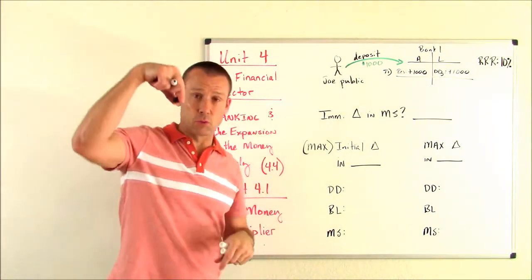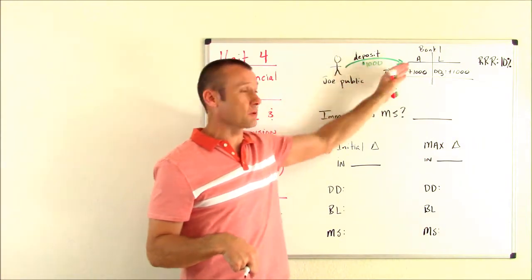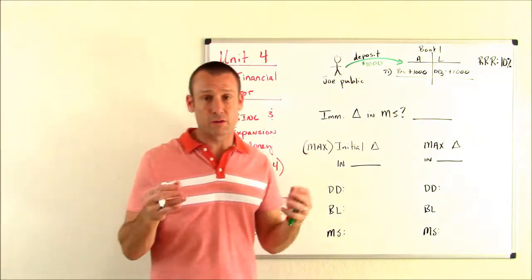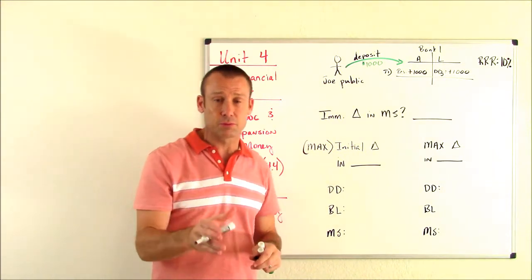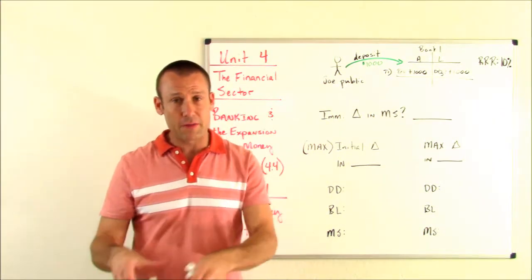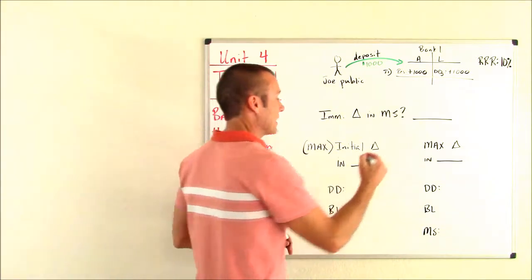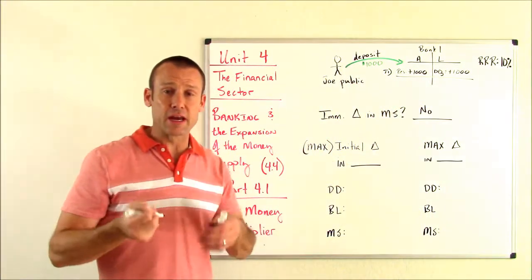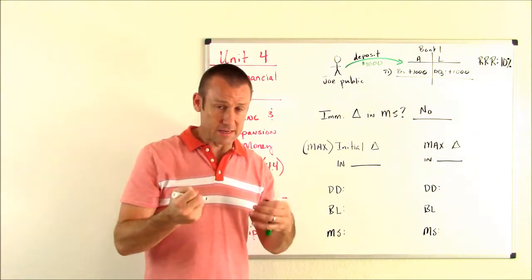Currency in circulation went down by 1,000 because he's giving up currency in circulation. Demand deposits went up by 1,000. What is the money supply? It is currency in circulation plus demand deposits. One went down by 1,000, one went up by 1,000. The answer is no. The deposit did not change the money supply immediately.